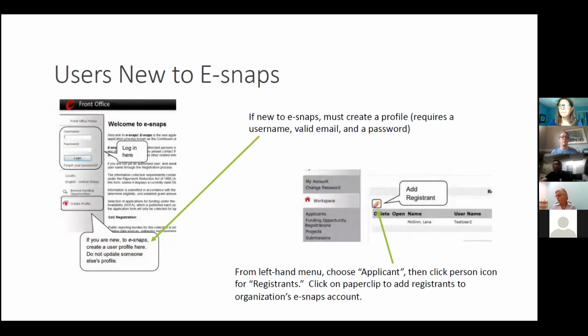If you are new to eSNAPs, you log on to eSNAPs. You can do that from the HUD Exchange website. There's a link there. You will get on the screen where it says front office in the top, and you will be prompted to create a profile. If you're not new, you'll just go to the login, enter your username and password. From the left-hand menu on the left side of the screen, you choose applicant, then click the person icon for registrants. Click on the paperclip to add a registrant to the organization's eSNAP account.